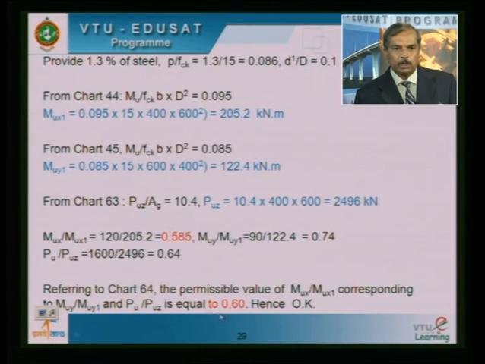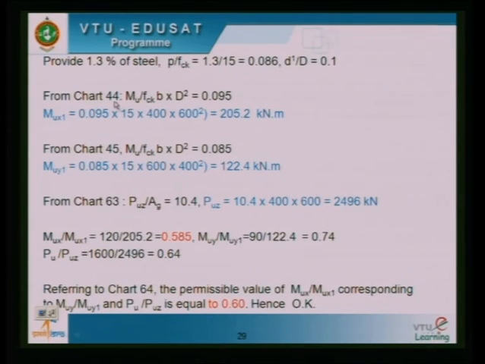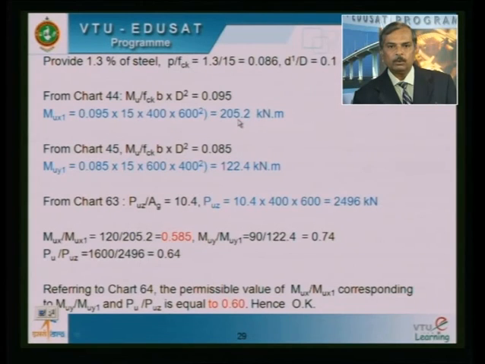Now again I have made the check, but you need not worry about all these things. By providing 1.3%, I have repeated the problem just to have a glance. P by fck now will be 0.086, and your d' by D is 0.1. Again going to chart 44, your Mux1 is 205. Similarly from chart 45, because d' by D is 0.15, Muy1 will be 122.4, and from chart 63 as usual, Puz by Ag is 10.4.